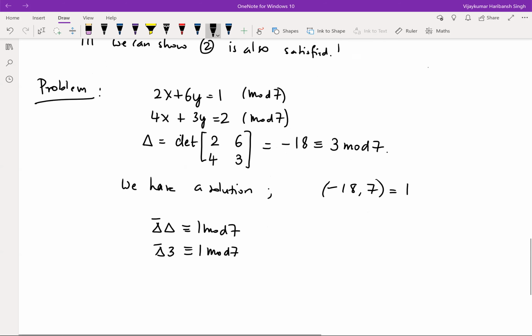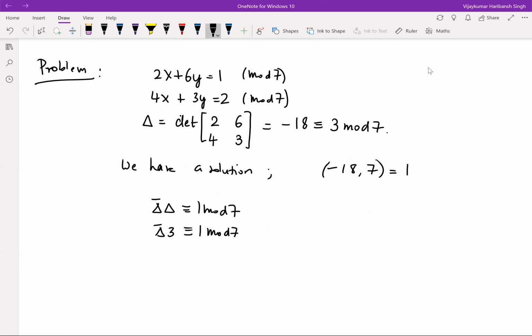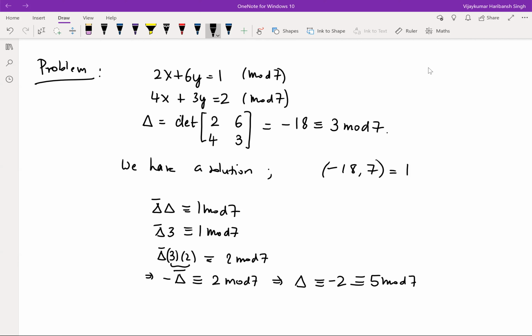Now what do I multiply on both sides? Again, you either search for 3 inverse, or I can just see that if I multiply by 2, I'll get 6, which is minus 1, and then I can take care of the minus sign by moving it to the other side. So multiply both sides by 2, what do you get? Delta bar times 3 times 2 is congruent to 2 mod 7. This implies this is minus 1, so minus delta bar is congruent to 2 mod 7, or this implies delta bar is congruent to minus 2, which is congruent to 5 mod 7.